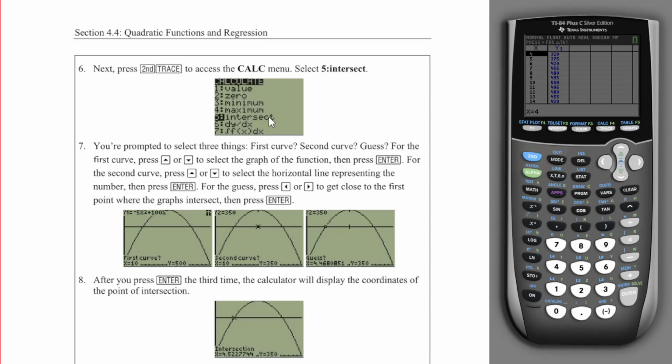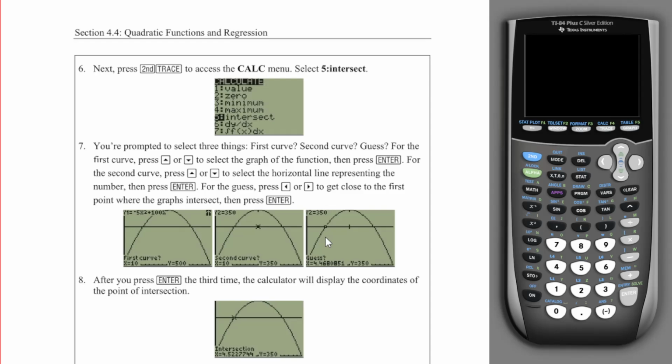The intersect function gives us 3 prompts: first curve, second curve, and guess. For first curve, we want to select our quadratic. For second curve, we want to select our horizontal line. And for our guess, we want to go close to the first point of intersection. If our curves only intersect once, our guess doesn't really matter. But if our curves intersect twice, we want to put our guess close to the point of intersection that we want.